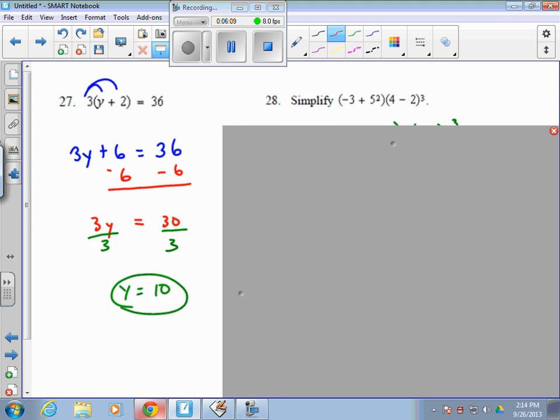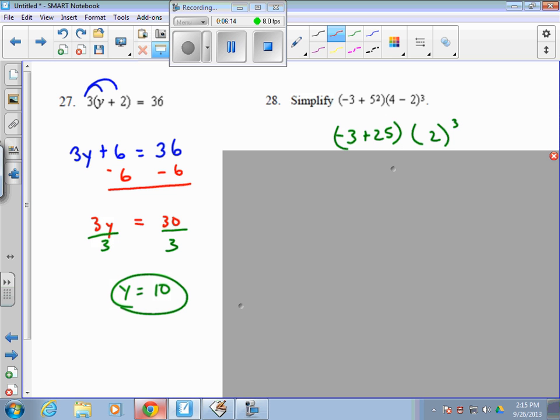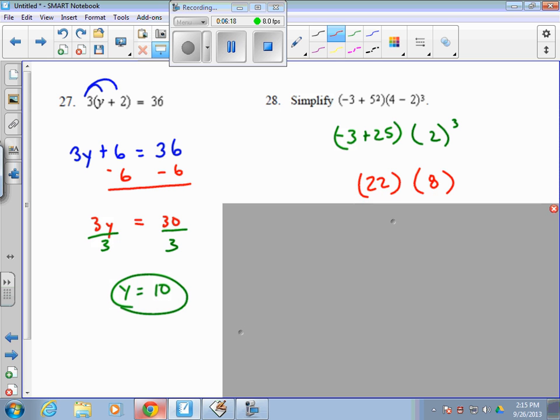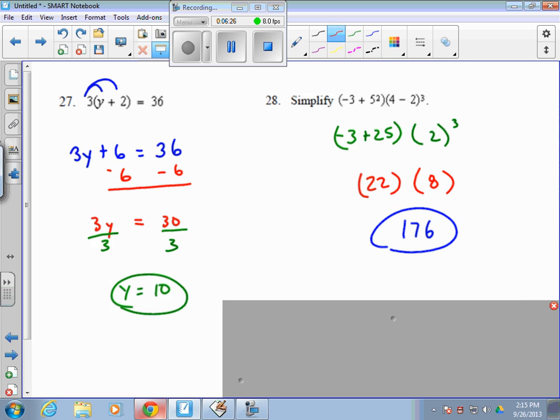Do what's inside parentheses first. Negative 3 plus 5 squared would be negative 3 plus 25. And then 4 minus 2 is 2. Cubed. Do what's inside parentheses first again. Negative 3 plus 25 is positive 22. 2 cubed means 2 times 2 is 4 times 2 is 8. 22 times 8 is 176.